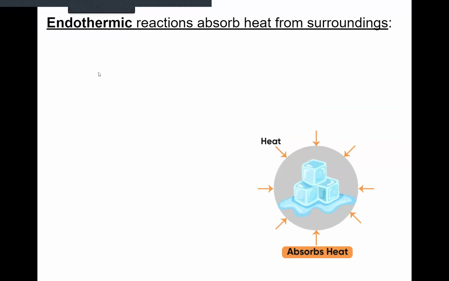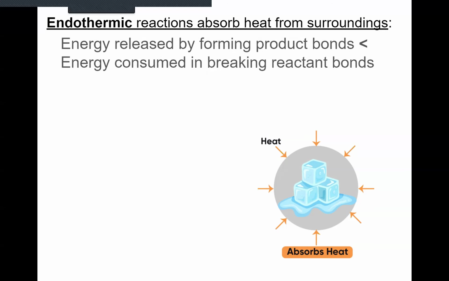Let's talk about the two kinds of reactions. Endothermic. Endo. That's a root word that means within. So like an endoskeleton is a skeleton within your body. The opposite, an exoskeleton, like a lobster or a crab, that's a skeleton outside the body. So remember those roots. Endo means within. You're taking energy in. The energy released by forming product bonds is less than the energy consumed in breaking reactant bonds.